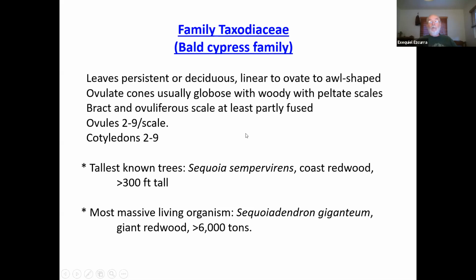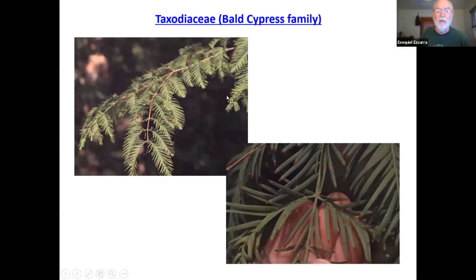So you have two redwoods, the coast redwood and the giant redwood, that form part of this family. That's why the family Taxodiaceae is so important. Both trees are totally emblematic of the state of California.